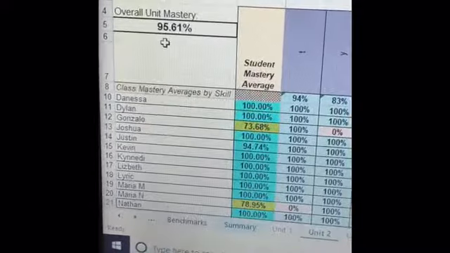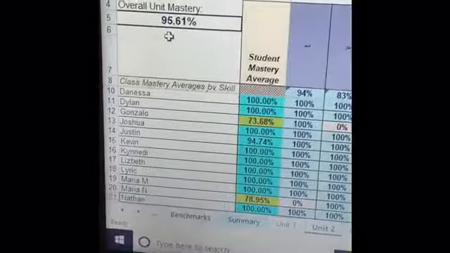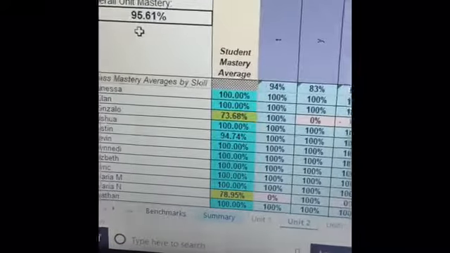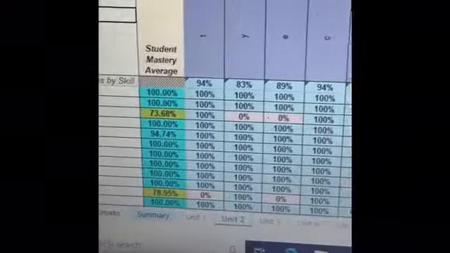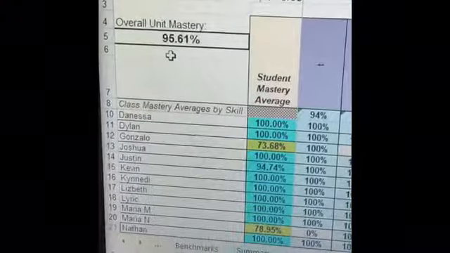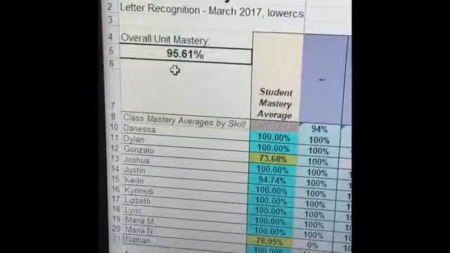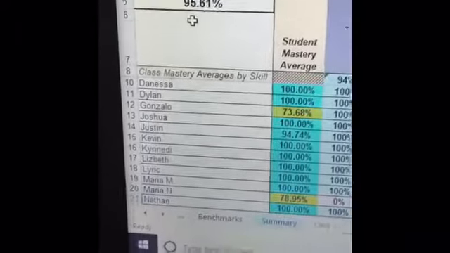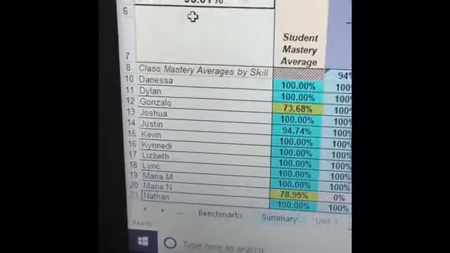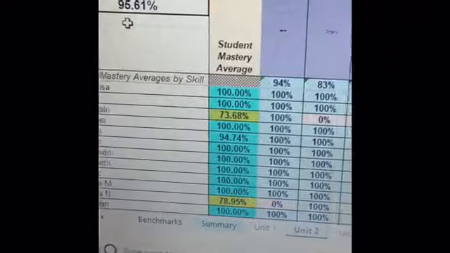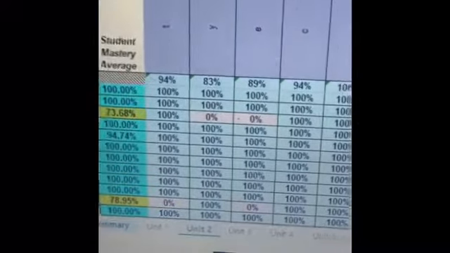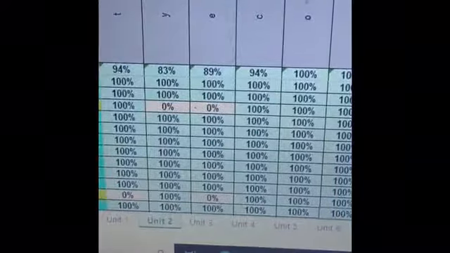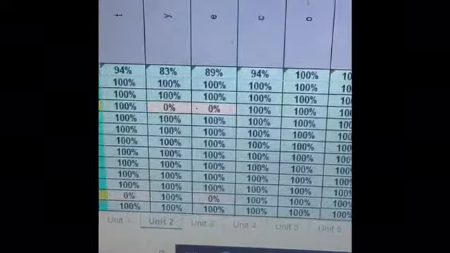And not only did I have an idea of the overall mastery, but I was able to track the level of mastery for each and every letter. This was accomplished simply by using an Excel spreadsheet, entering the names of my children, and then entering each letter that I was tracking data for. And I did that at least twice during the year.